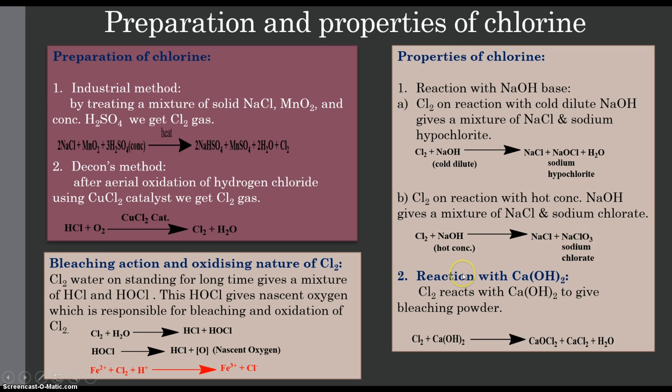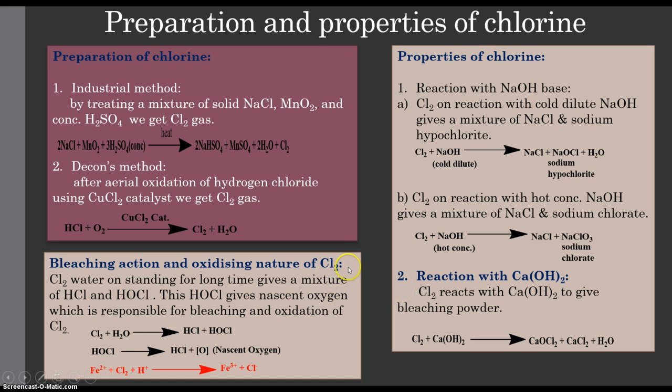NaClO3. Now the reaction of chlorine with calcium hydroxide. When calcium hydroxide reacts with chlorine gas, it gives bleaching powder, CaOCl2, as the major product, with the byproducts CaCl2 and water.